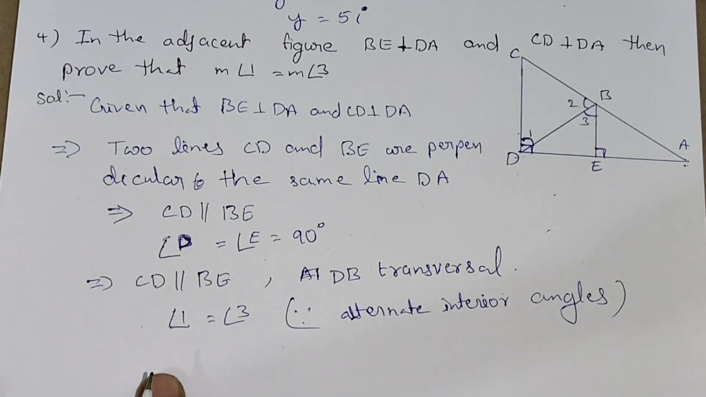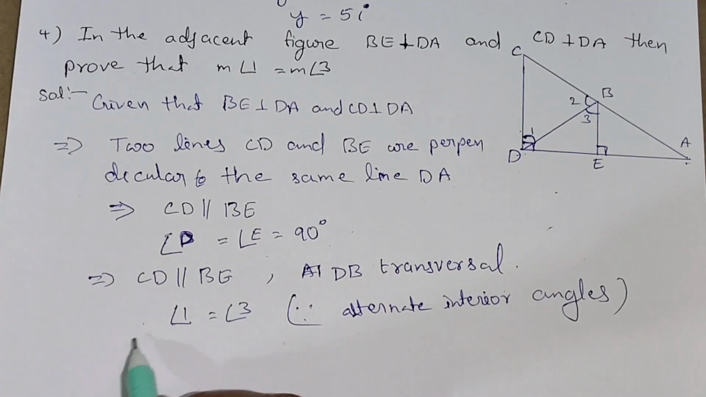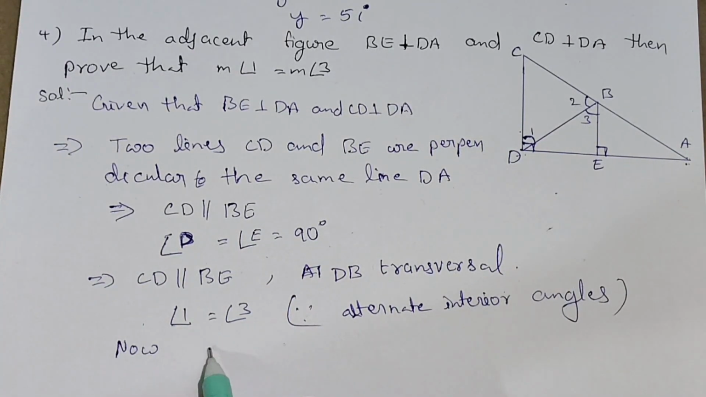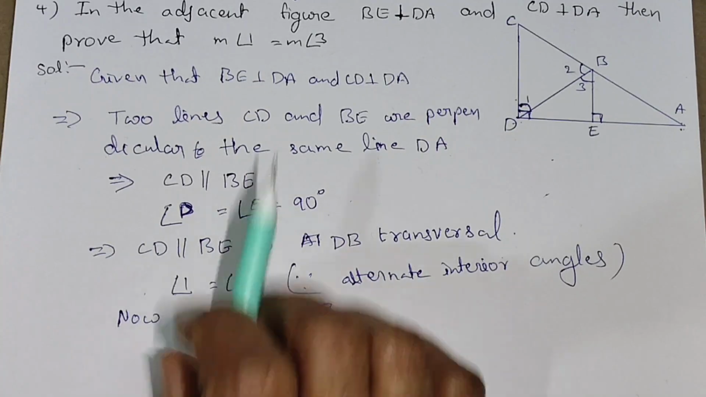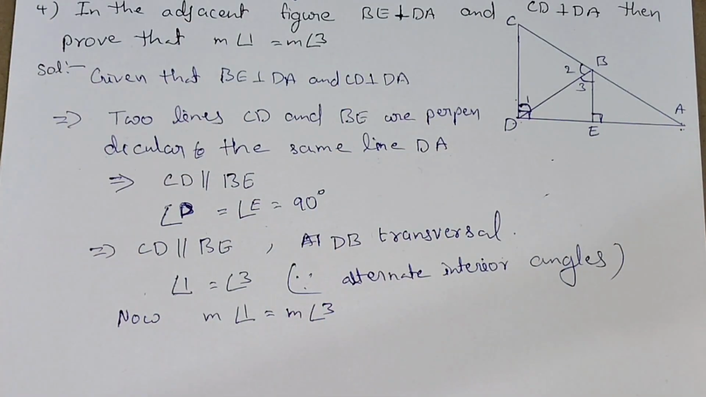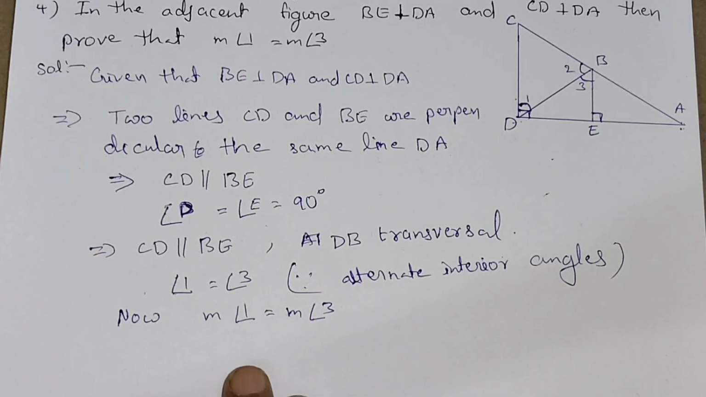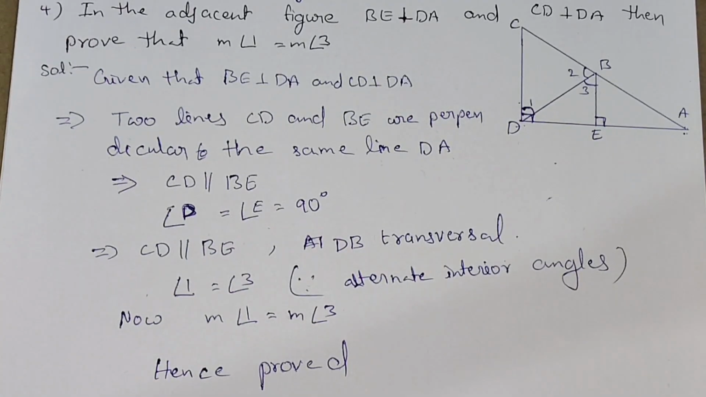Alternate interior angles. Angle 1 equal to 3. So now angle 1 equal to 3 means multiply both sides by m: m angle 1 equal to m angle 3. Does not change these values. So measure of angle 1 equal to measure of angle 3. Hence proved. This is the fourth one answer.